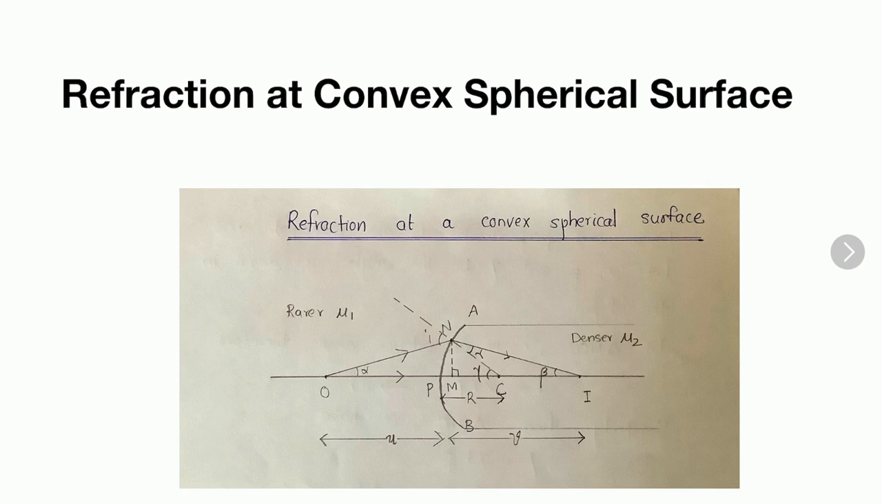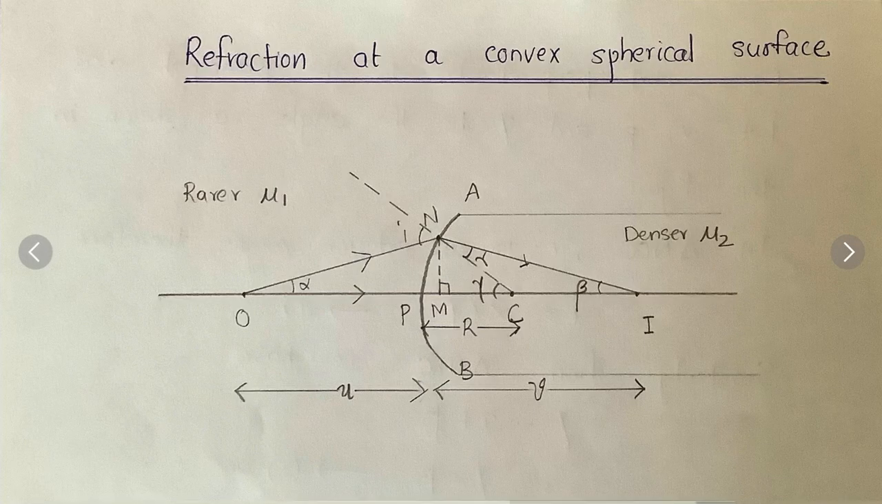This is a refraction taking place at this particular surface APB. Now this is a spherical surface. The ray is coming from a rarer medium which has a refractive index mu1 to a denser medium where the refractive index is mu2. Okay, let us start our study. So this is the figure which I have taken here.